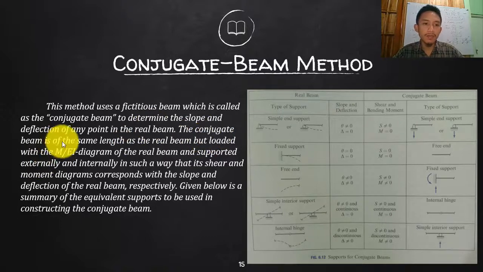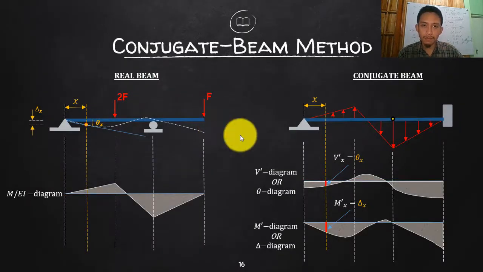The conjugate beam is the same length as the actual or the real beam, but loaded with the M/EI diagram of the real beam. Okay, so I will explain when we go to the figure. And it is supported externally and internally in such a way that its shear and moment diagrams correspond with the slope and deflection of the real beam, respectively. Given below is a summary of the equivalent supports to be used in constructing the conjugate beam. So let's go to an example.